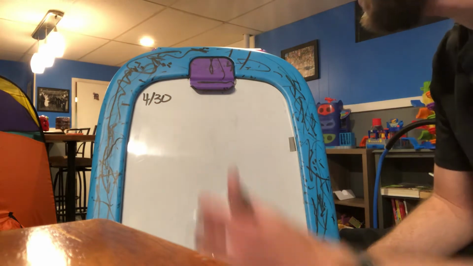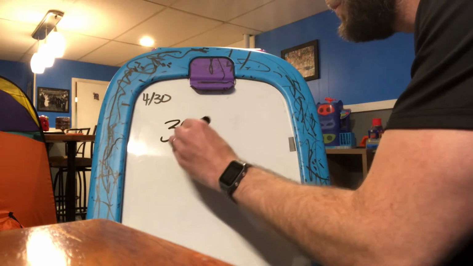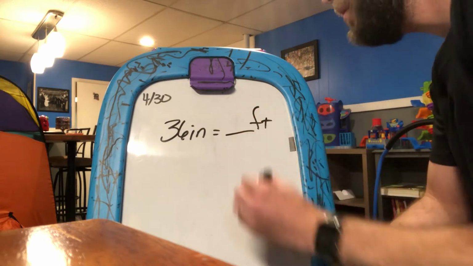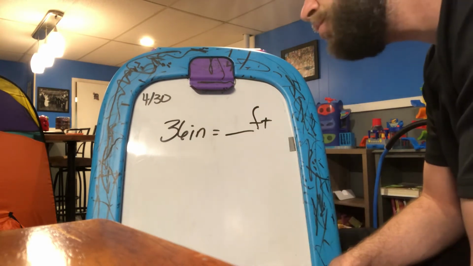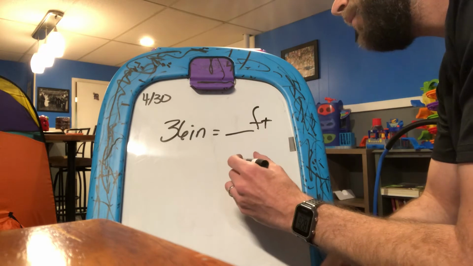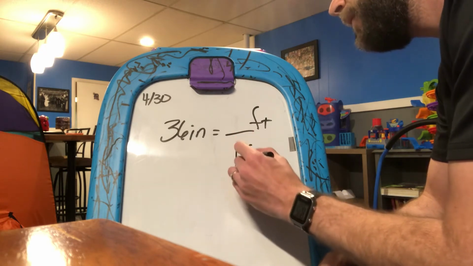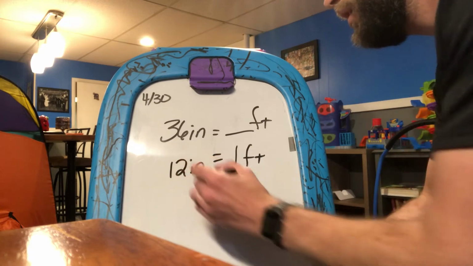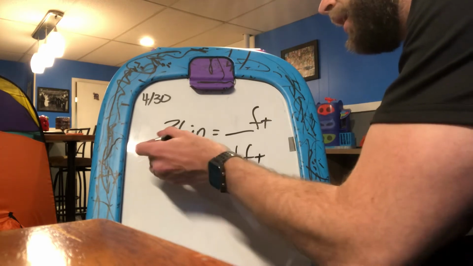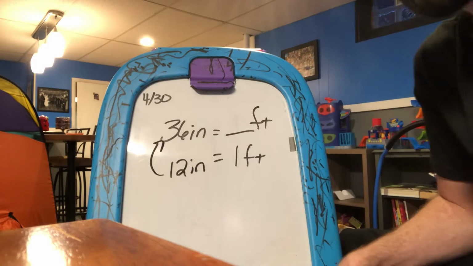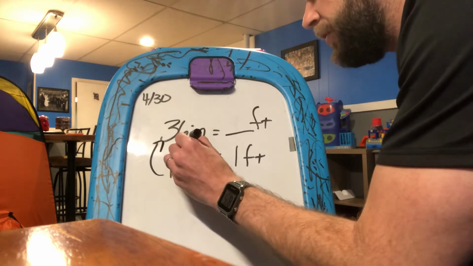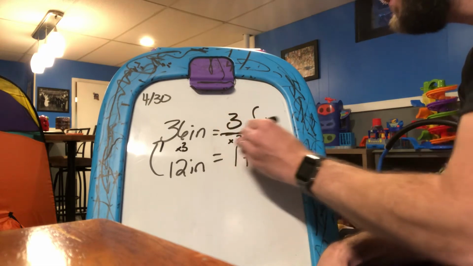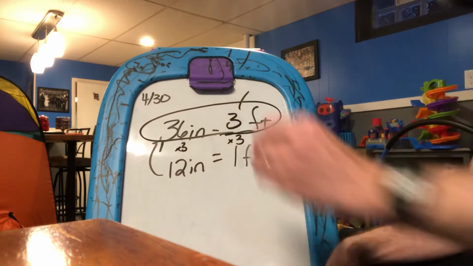36 inches equal how many feet? 36 inches equals blank feet. We don't know that. Well, what we do know is that 1 foot is equal to 12 inches, right? So how many 12s are in 36? Exactly 3. So if that has 3, then there's 3. That's your answer. 3 feet.